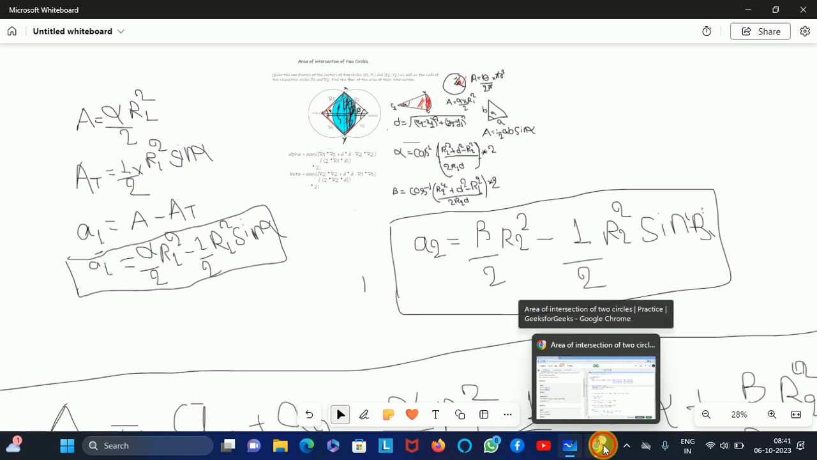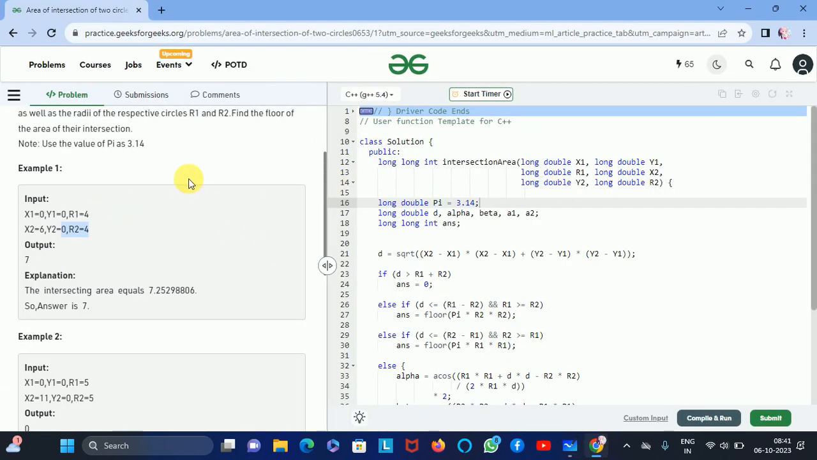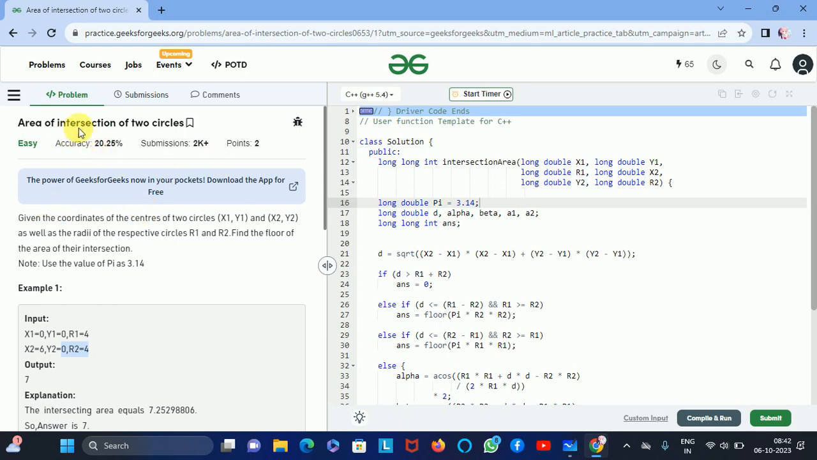Let's move on to the coding. What I have discussed, the same thing I have written here also. We need to find the area of intersection. This is x1 and y1 with radius r1, and the second circle's center is x2 y2 with radius r2. We will first calculate the Euclidean distance between these two centers, that is d. So d is the square root of (x2 minus x1) whole square plus (y2 minus y1) whole square. This is a simple formula.